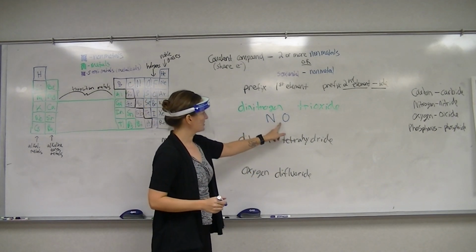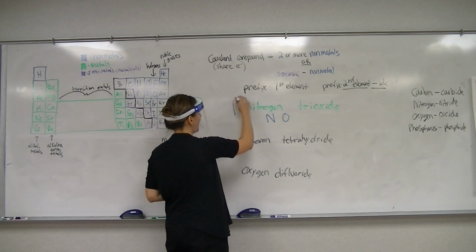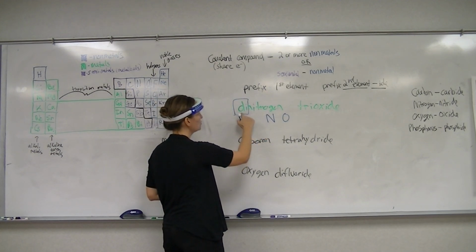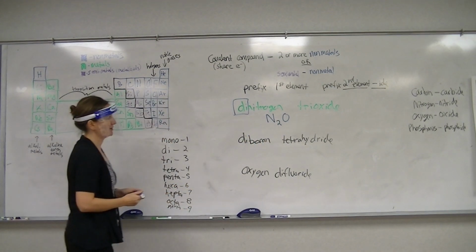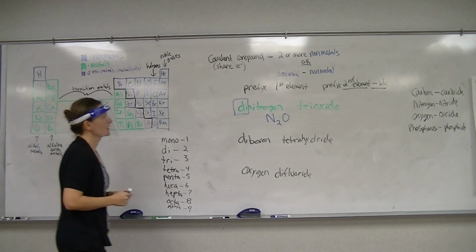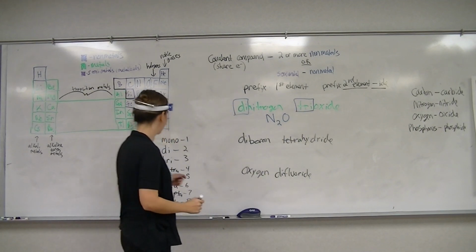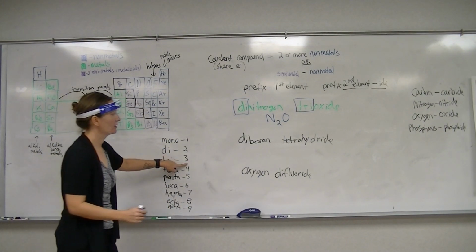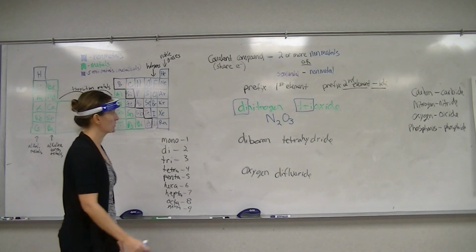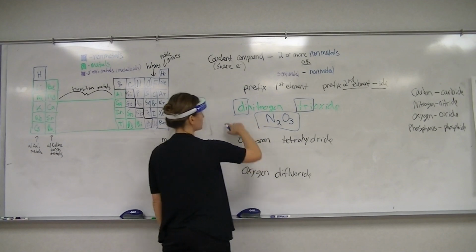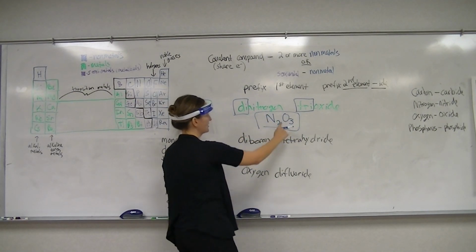Now for the subscripts, I'm going to use the prefixes for that. Okay, so this di tells me that I have 2 nitrogens. So I'm going to put a 2 after the N to indicate that. Same for the oxygen. Look at its prefix. That'll tell you how many there are. In this case, tri, which is 3. So we're going to put a 3 after the oxygen. So this is the chemical formula that goes with that name. Dinitrogen trioxide.